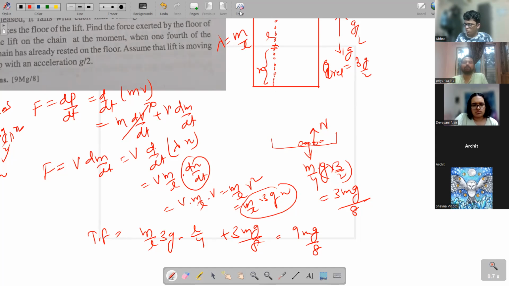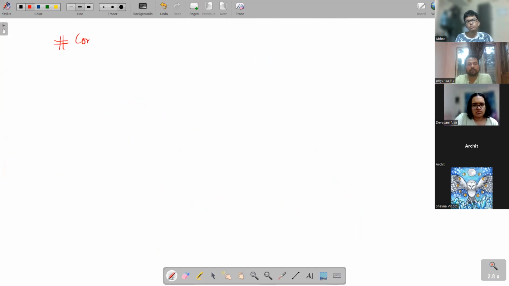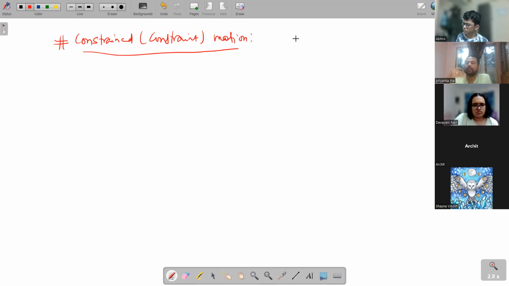Everyone noted? Okay. Now let's move to constrained motion. Constrained motion, or you can also call it constraint motion. Both are the same thing. As this name suggests, when two or more bodies are in motion, the motion of one body will depend on the motion of the other body, as they are somehow interconnected. It means the motion of all the bodies has some mathematical relationship.